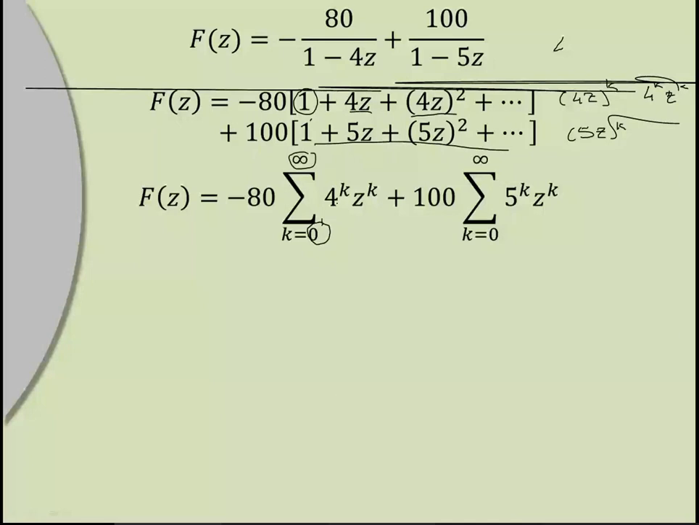We have to check for which values of k we get this summation. The first value we get is when k is 0. Like that, for k equal to 1, we get the next term. Like that k takes values from 0 to infinity, plus 100 into summation. Again check for which values of k we get this first term. We get this first term when k is 0. When k is 1, we get 5 raised to 1, z raised to 1. That is the second term. So k is taking values from 0 up to infinity.